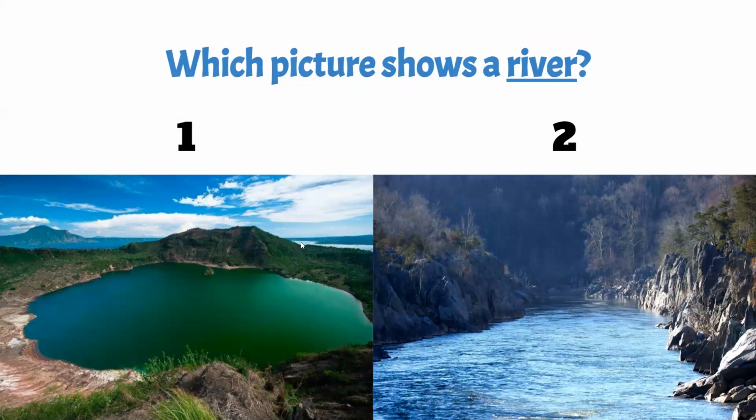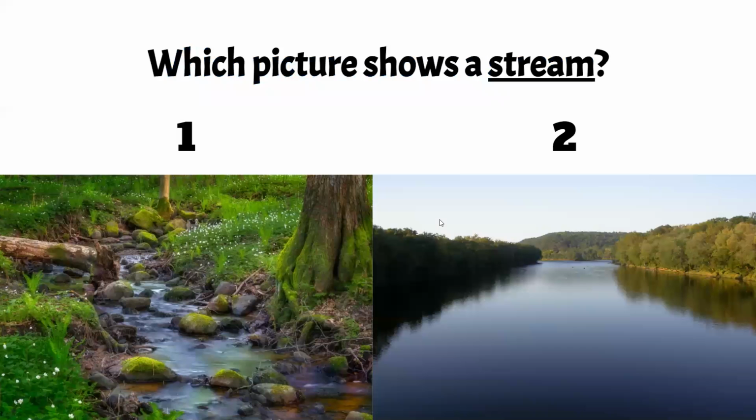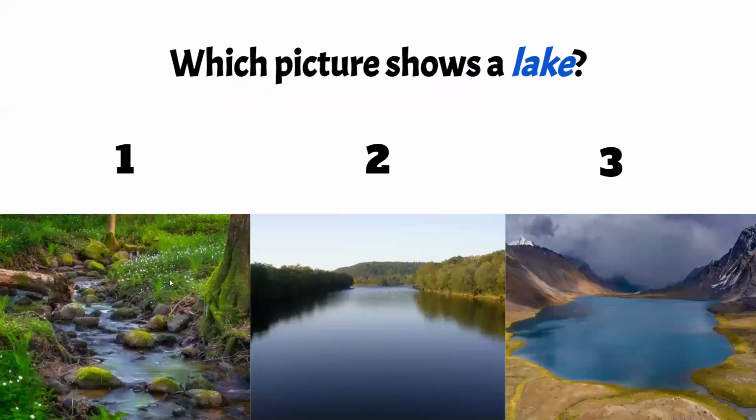So which picture shows a river? Is it this one that has land all around it? Or this one is a river? What do you think has water that flows? This one, number 2, right? Okay, which picture shows a stream? A stream is like a small body of water. This is a large body of water. So a stream is the one that is shown in picture number 1.